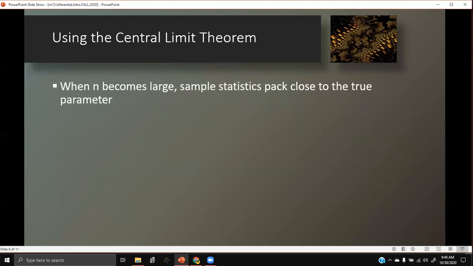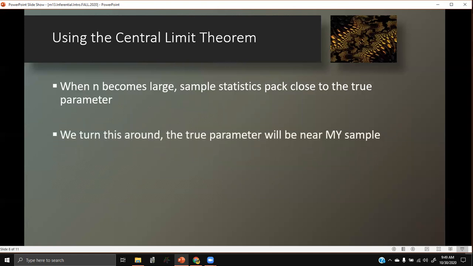Now, when n does become large and those sample statistics do pack close to the parameter, we like to turn this around. We don't know where that parameter is. All we have is my sample, but I know the parameter is probably close. That probability is high, as long as my sample size is large enough.